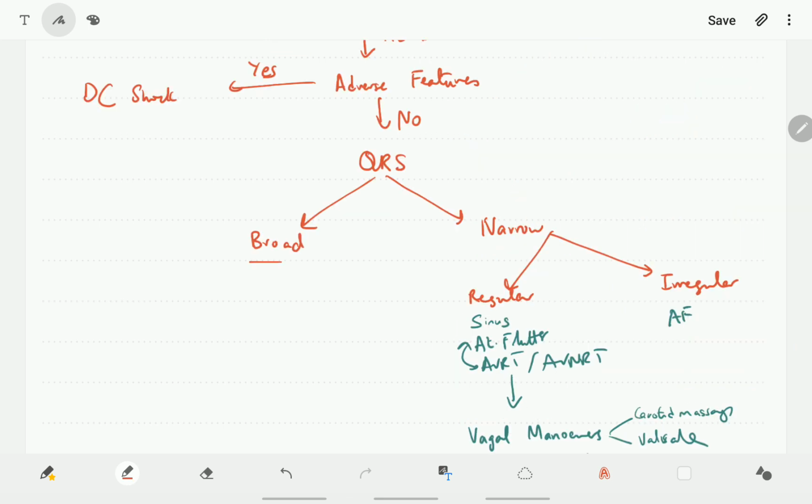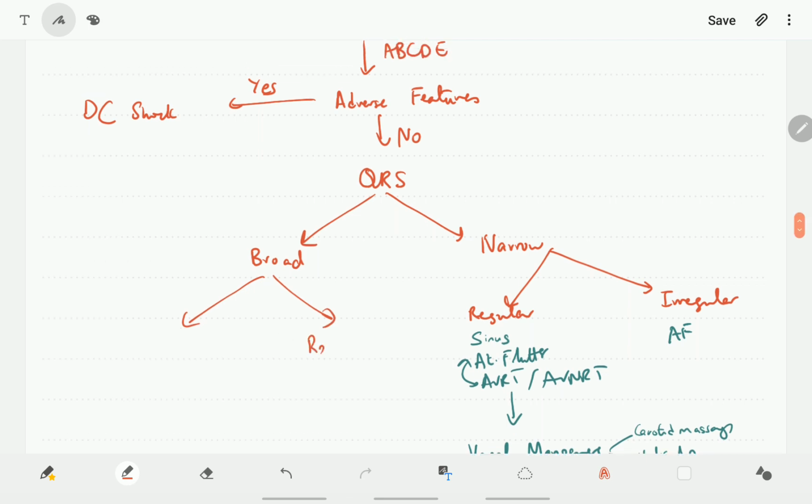Now, for broad complex tachycardia, again, is it regular or irregular? If it's regular, then the most common cause is VT. You treat as VT. If it's unclear, you treat as VT. Other causes include the causes of narrow complex tachycardias with bundle branch block or accessory pathway.